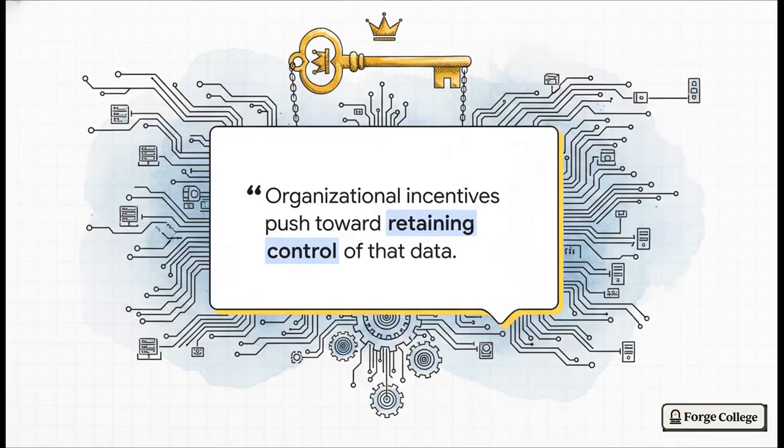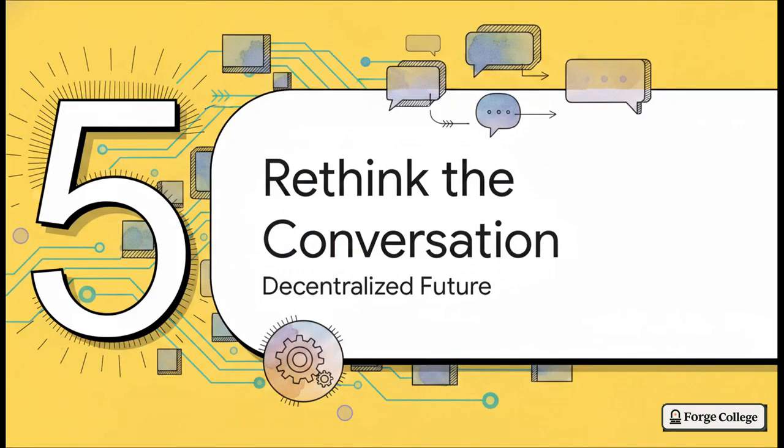There's a quote that frames this perfectly. Once you build a system that benefits from centralized data, organizational incentives push toward retaining control. And look, this concentration of power isn't some malicious plot. It is simply the mechanical reality of stateful Web 2 architecture. If the servers have to remember everything to keep the site running, well, the entity owning those servers holds the keys to the kingdom.